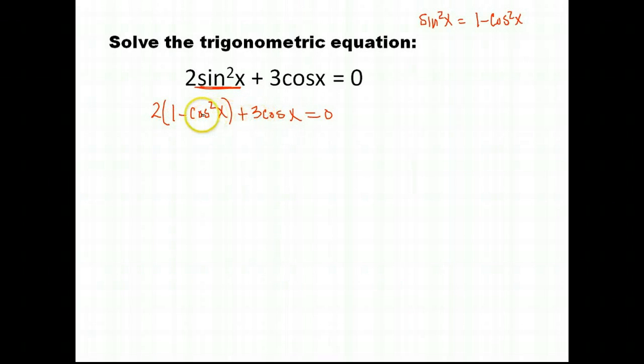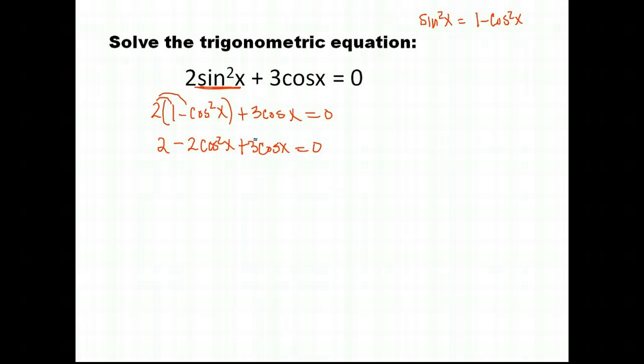Cosine is all. Let's simplify, so I'm going to distribute the 2, and that gives me 2 minus 2 cosine squared x plus 3 cosine x equals 0. Now on this one, notice I have both a cosine squared and a cosine, which when we're solving equations, when you have both an x squared and an x, you know that you're going to have to either factor or use the quadratic formula to find your answer.